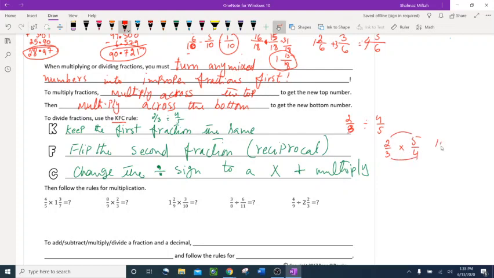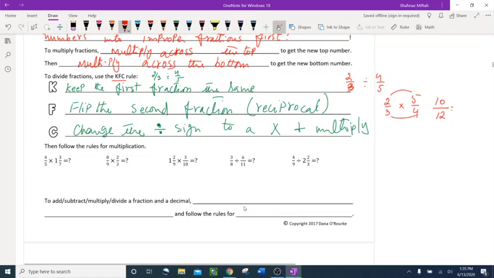5 times 2 is 10. 3 times 4 is 12. And you can simplify this further. That's a proper fraction. And you go from there. That's what I mean. Okay, then follow the rules for multiplication. So I'm going to follow the rules to do the multiplications.